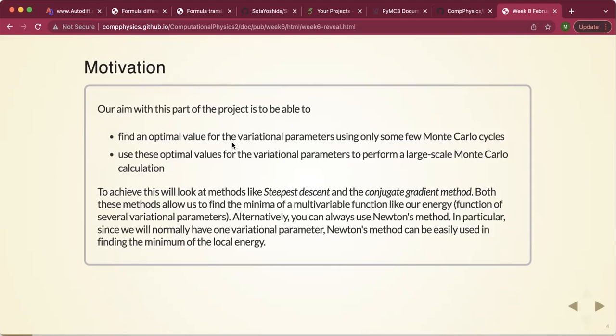Now, the idea is to get away with very few Monte Carlo cycles in the beginning of the calculation. And then when you have found the optimal values, you will just run one large-scale Monte Carlo calculation. To achieve this, we are going to look at methods like steepest descent and the conjugate gradient method. And you will see that the conjugate gradient method, which is a kind of gold standard among these gradient methods, is less efficient if you have many parameters.